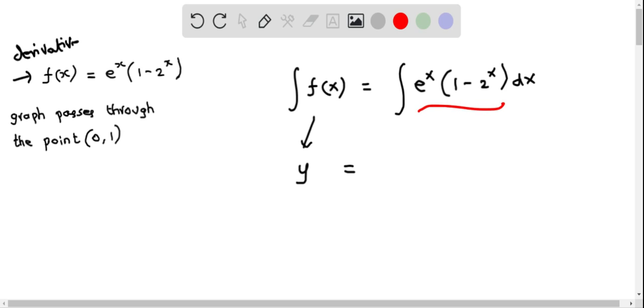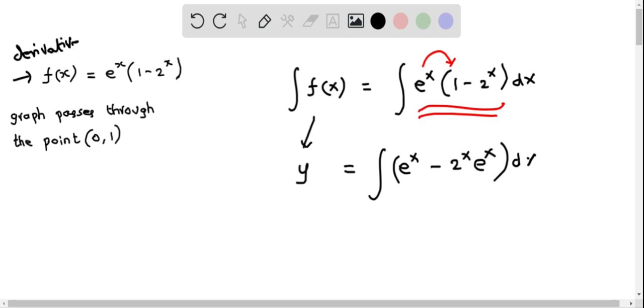So integration of f of x, I'm going to write down this as y, and this equals, we have to basically integrate this one. So first I'm going to distribute this e power x into the bracket. We have 1 minus 2 power x. So let's do the distribution. When I do that, I get e power x times of 1 is e power x minus e power x times of 2 power x is 2 power x times of e power x. So this is what we have inside the integral.